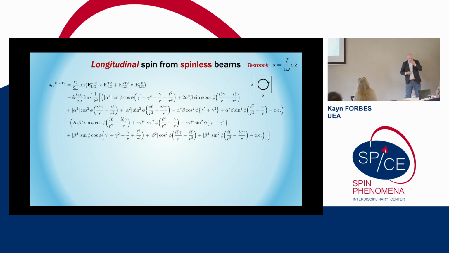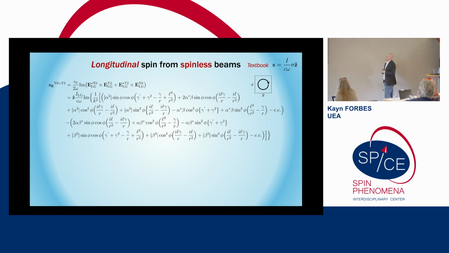Okay, this is now the real sort of newer stuff, really; a lot of that was well-known. This is probably more new, okay, to some of you. We can actually get longitudinal spin from spinless beams. So now I want to take a beam which has no spin in the far field, focus it, and get a longitudinally directed spin. Okay, that's what I want to do next.